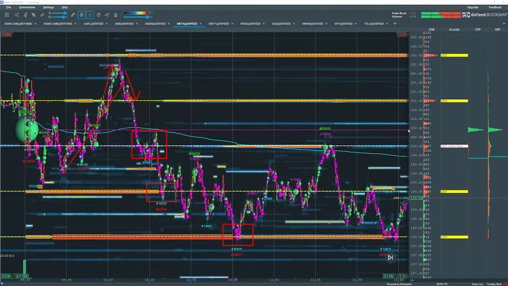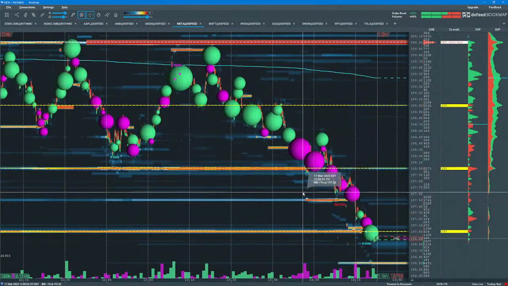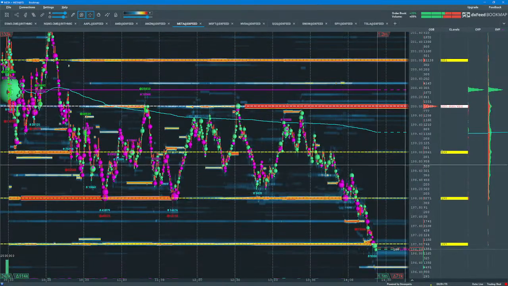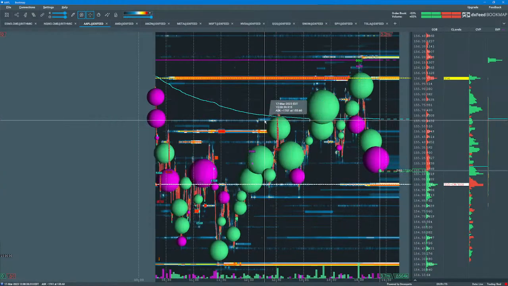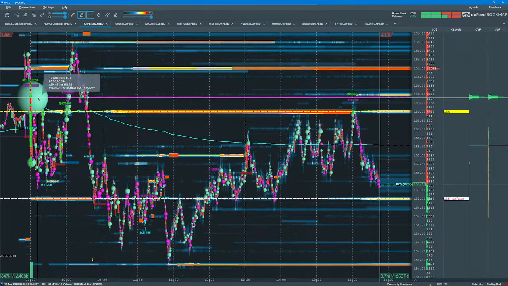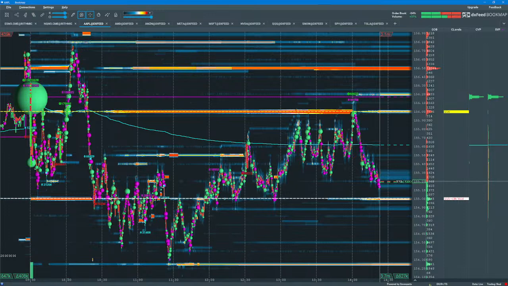All right, so there was the setup in Meta. Let's take a look at some other stocks, and we'll go through these one by one. And again, sorry about the change in dots, but the huge opening print kind of obscures everything else. So there's Apple, and let's go take a look at Hero now.